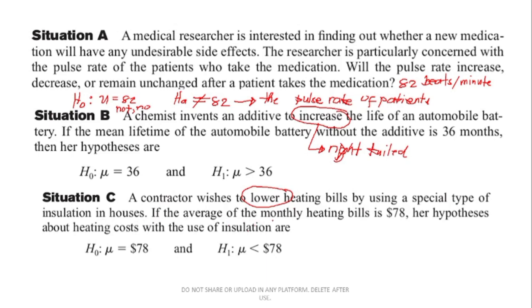If the average of the monthly heating bills is $78, her hypotheses about heating costs with the use of insulation are, her null hypothesis would be the average monthly heating bill is $78, or the average of the monthly heating bill does not change. Pwedeng yun ang maging null hypothesis niya. So ang alternative hypothesis niya, since lowering or decreasing ang goal, left-tailed test, so that would be the average of the monthly heating bills is less than $78, or the average monthly heating bills decreases. Pwede din ganon.